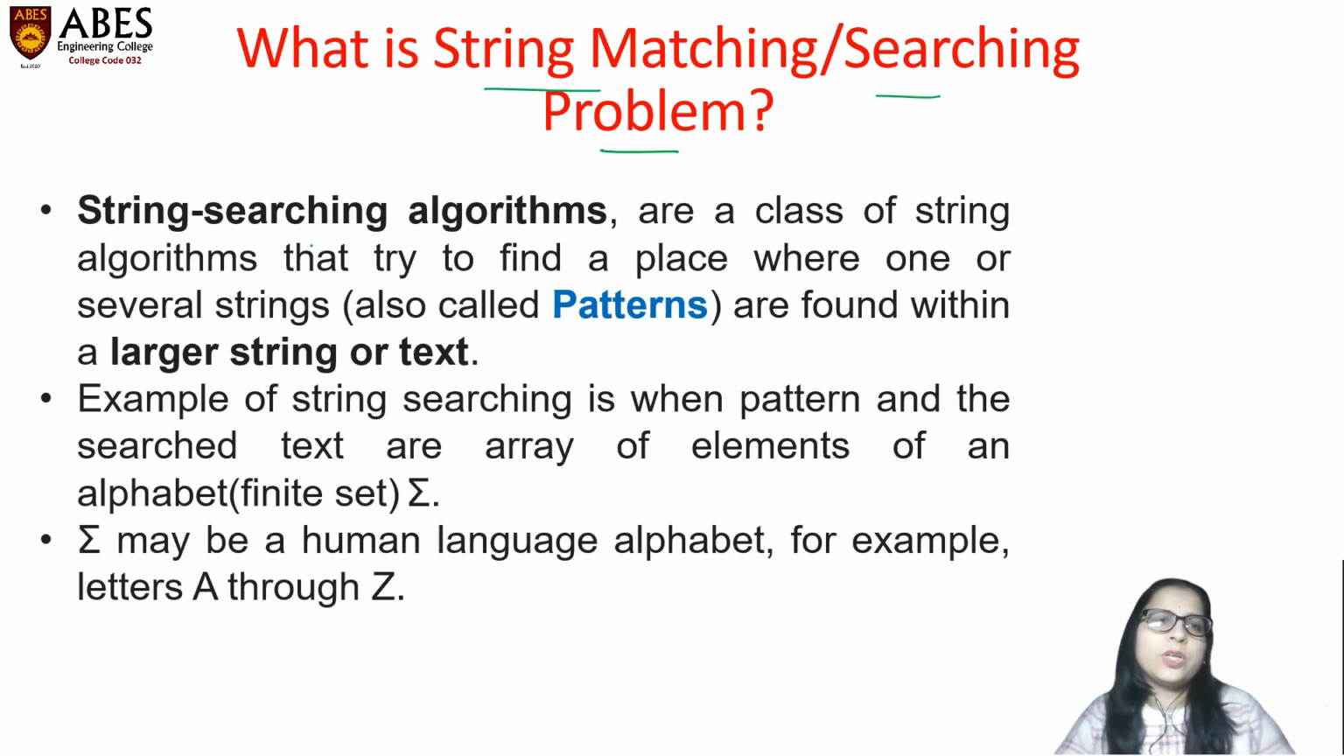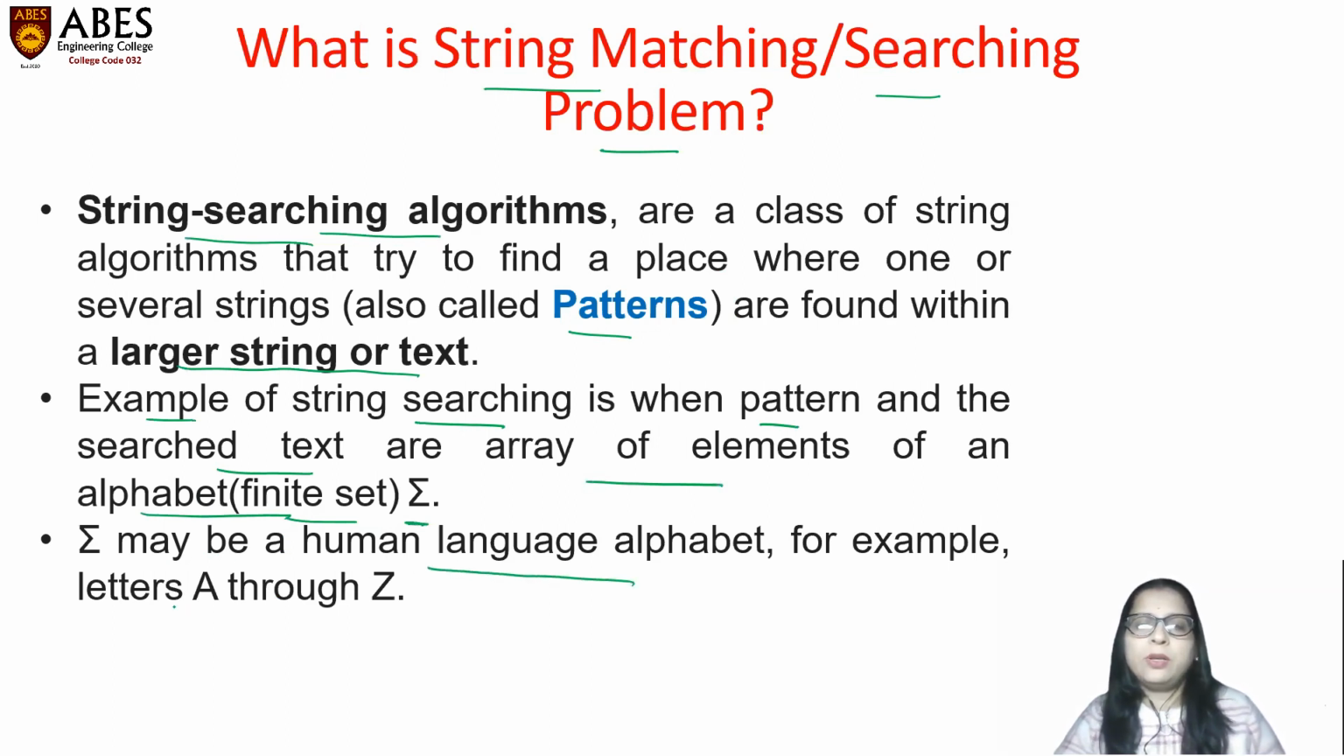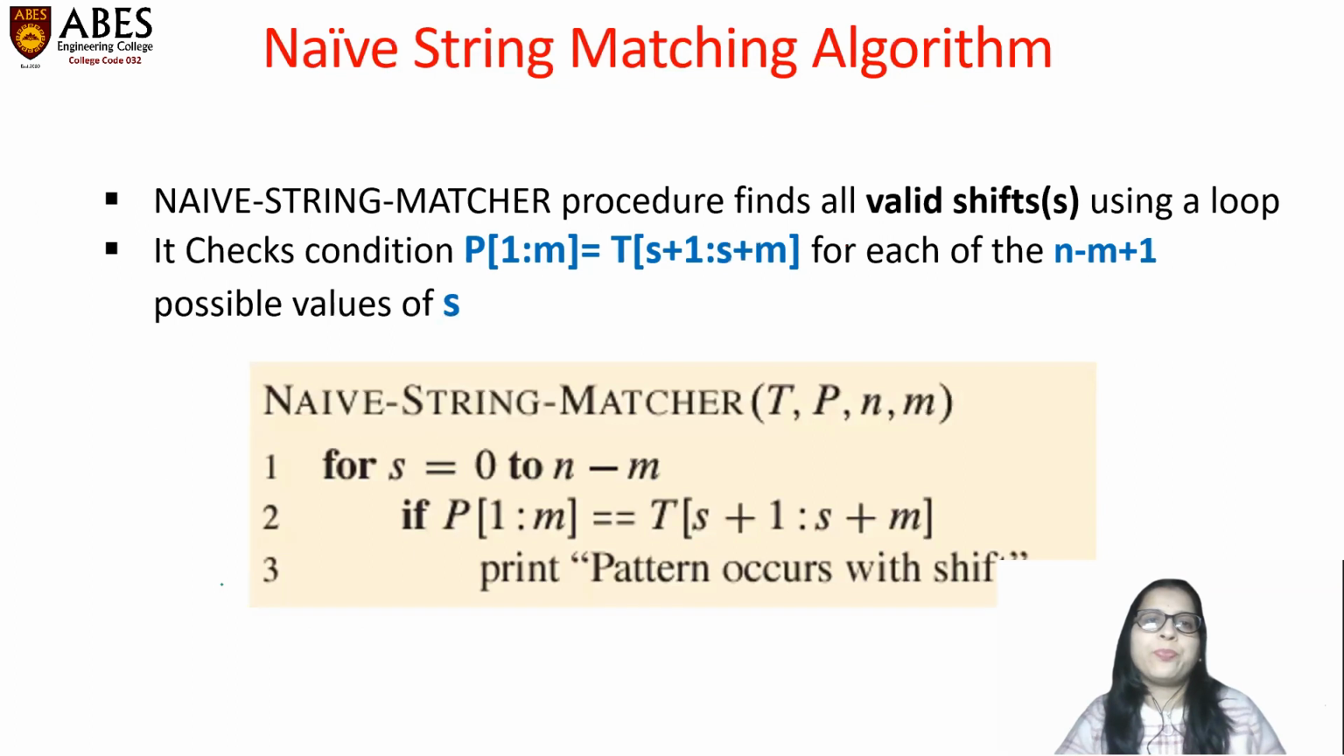So string searching algorithms are built mainly with the focus that if we need to find a pattern from a given text, we are able to do it. So finding a pattern within a larger string or text. An example of string searching is when a pattern and the search text are array elements of an alphabet set, which is a finite set sigma. That may be a human language alphabet. For example, a string is made up of letters from A through Z.